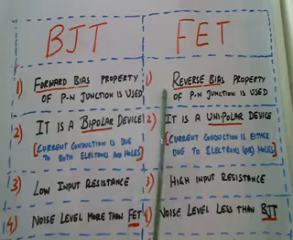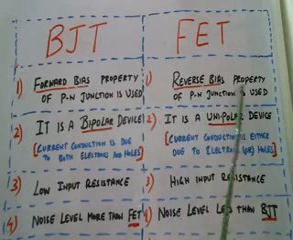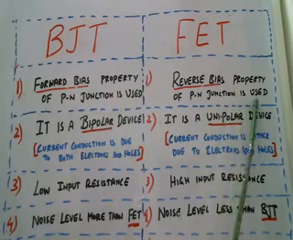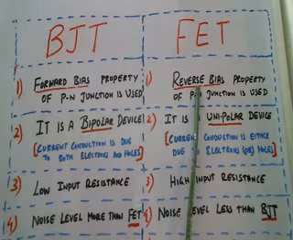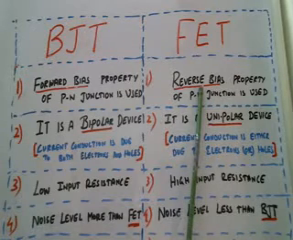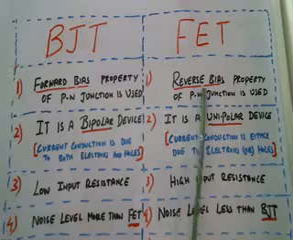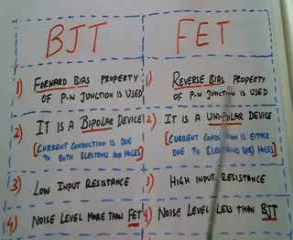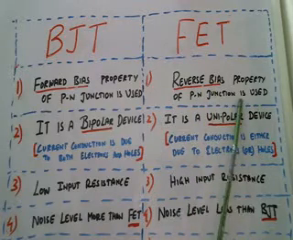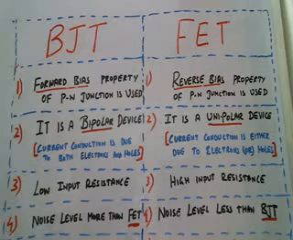Similarly, in FET, the reverse bias property of PN junction is used. What happens in reverse bias? In reverse bias, the depletion region increases, the potential barrier increases, the depletion layer increases. Therefore, there is no movement of charge carriers across the junction. Due to this, current decreases. This reverse bias property of PN junction is used in FET.